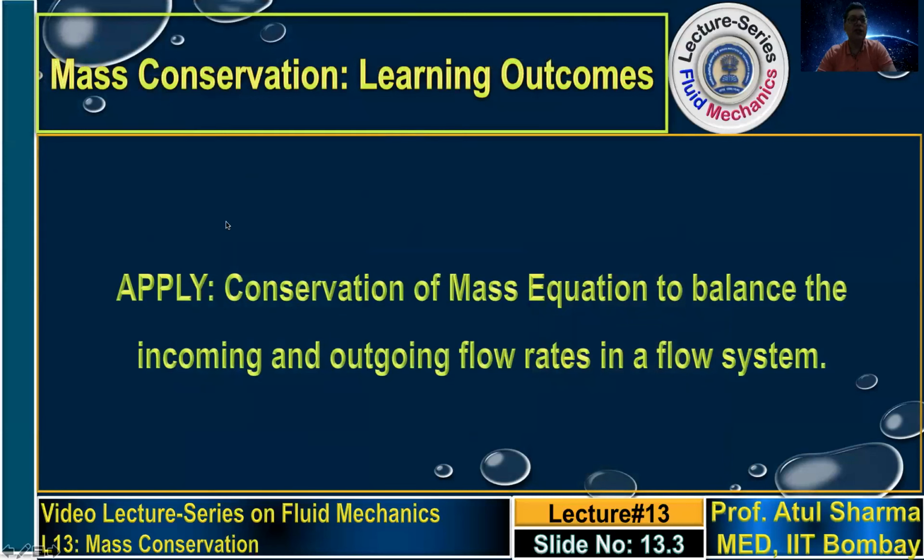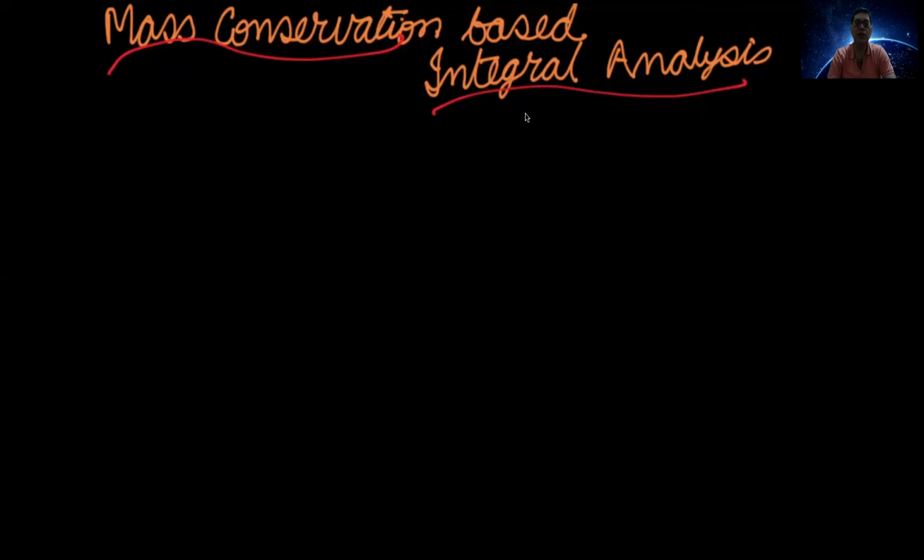In this lecture on mass conservation, the learning outcome is that once you go through this topic, you should be able to apply the conservation of mass equation to balance the incoming and outgoing flow rates in a flow system. I'll present the integral analysis considering an example problem of a water tank which has an outlet at the bottom, and at the bottom you have a bucket in which water is being collected, as shown here.